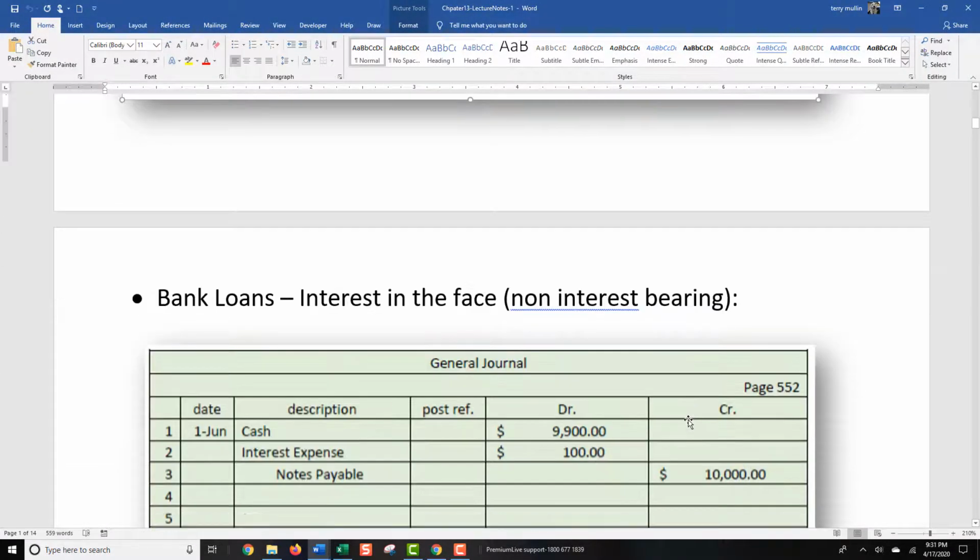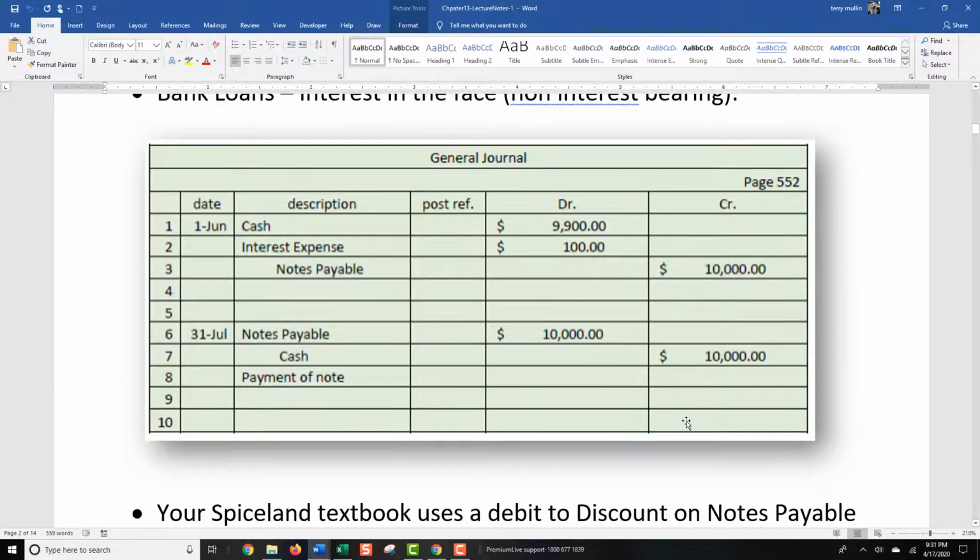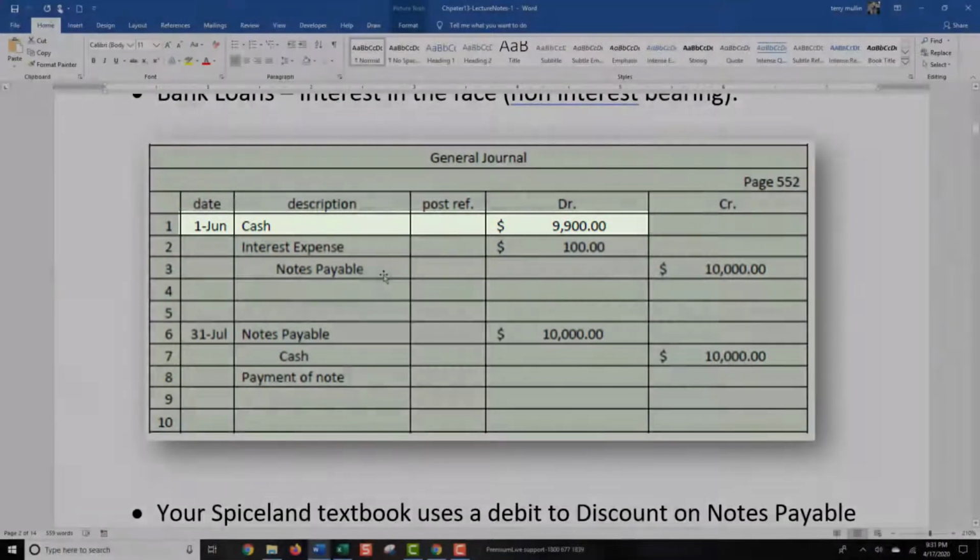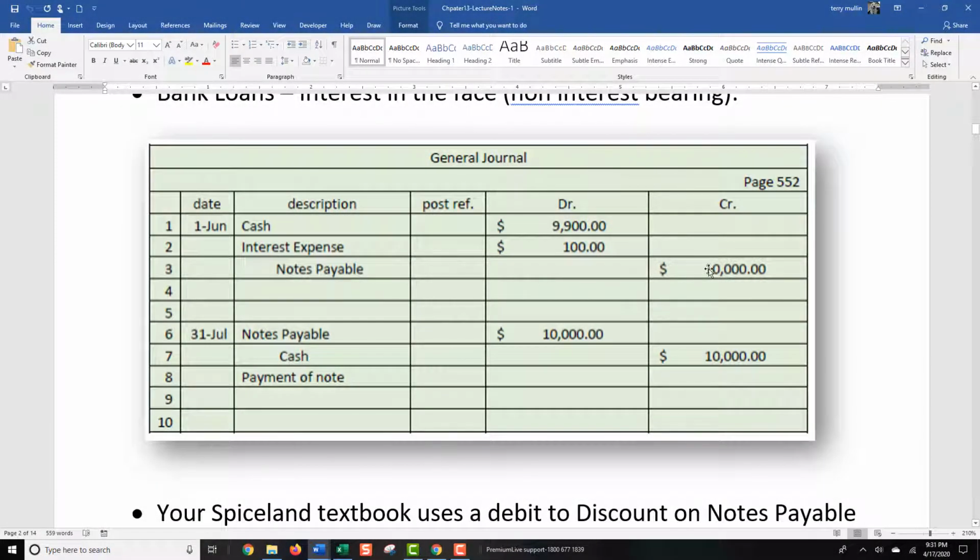If you go borrow the money from the bank, then the bank will take the money out as soon as they loan you the money. So you will record the notes payable and the cash, but the bank immediately takes the interest out. They don't give you the whole 10,000. So even though you're borrowing 10,000, you're not getting 10,000 in cash.